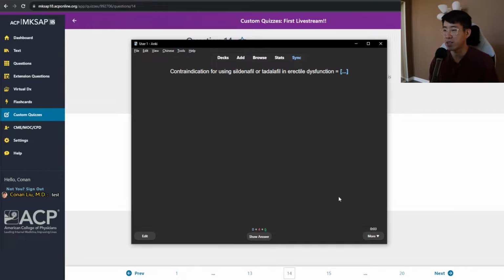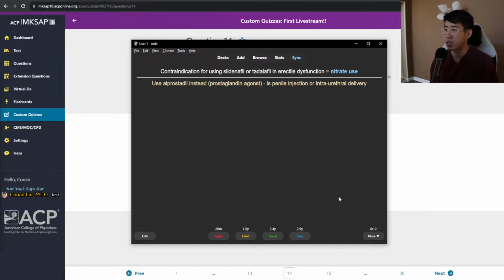Contraindication for using sildenafil and tadalafil in erectile dysfunction is going to be right-sided heart failure, I believe, because you're going to be reducing their preload. It's going to be nitrate use. Probably, because you're just like dropping their preload too much.